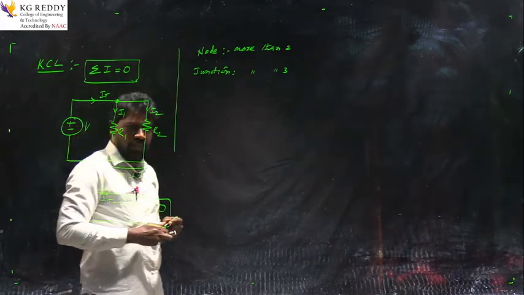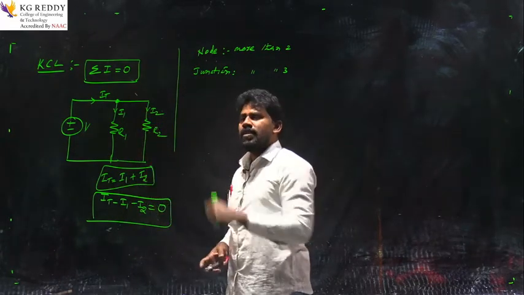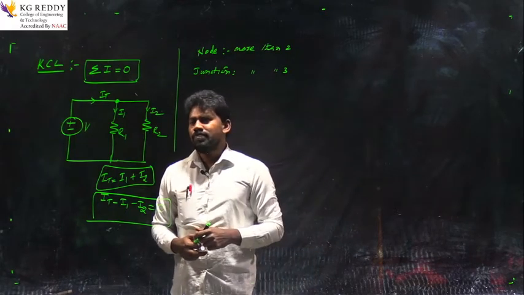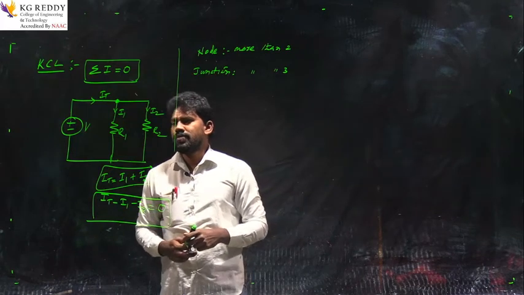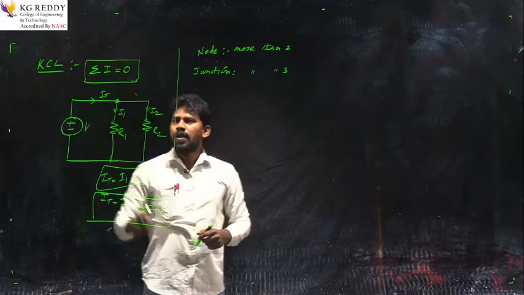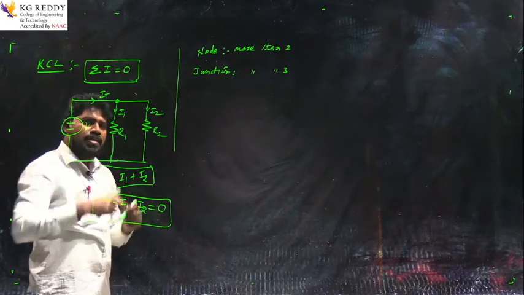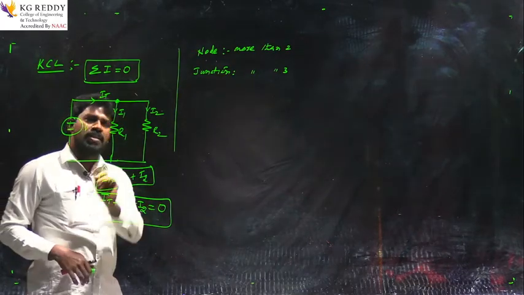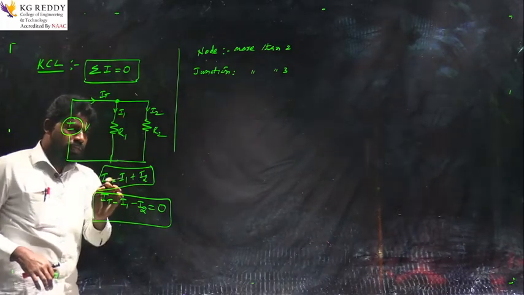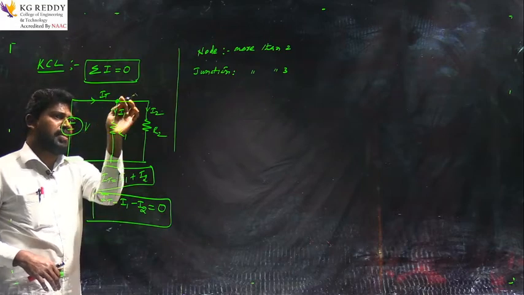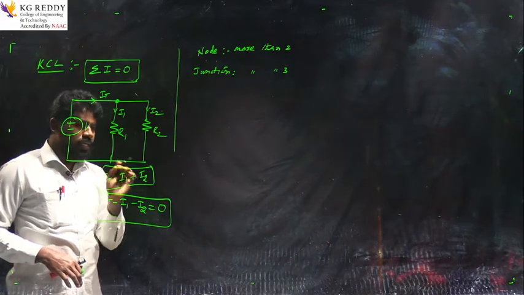Now I will ask you one question. How can we state the Kirchhoff current law? The algebraic sum of currents at any node is equal to 0. That is, the sum of currents entering the node or junction is equal to the sum of currents leaving it. What currents enter the node? Only the total current delivered from the voltage source enters the node, and the remaining currents leave the node. Is it clear?